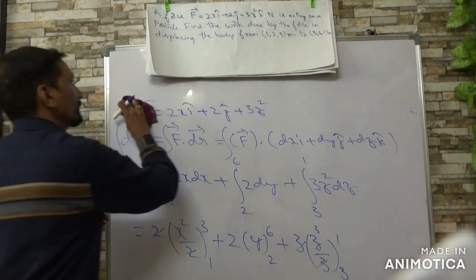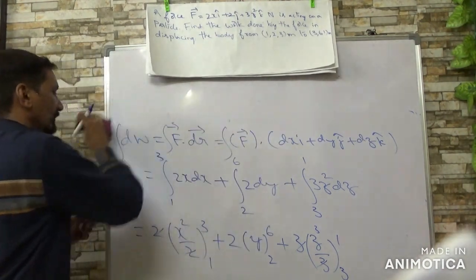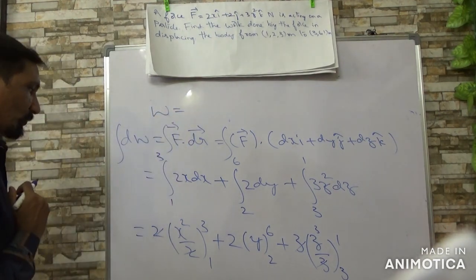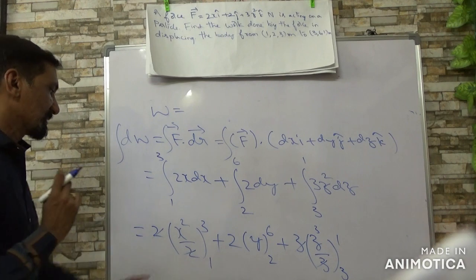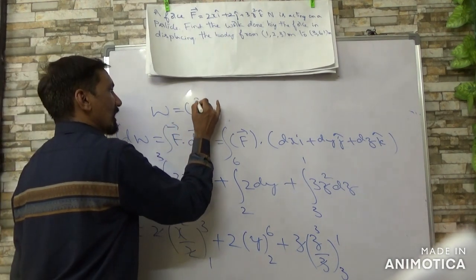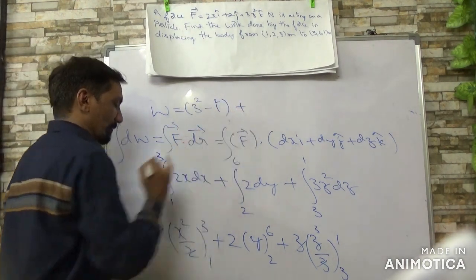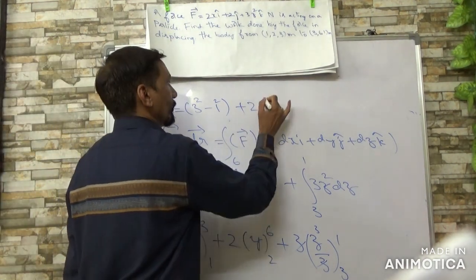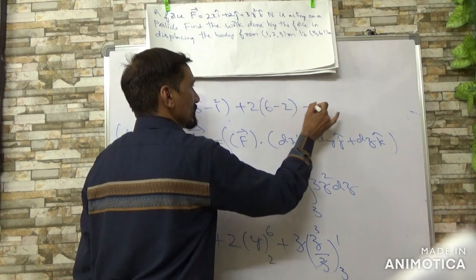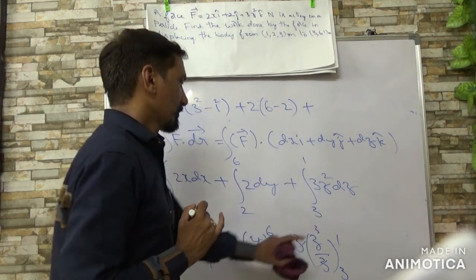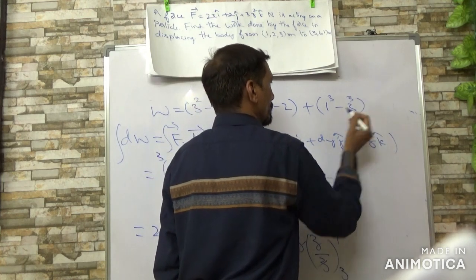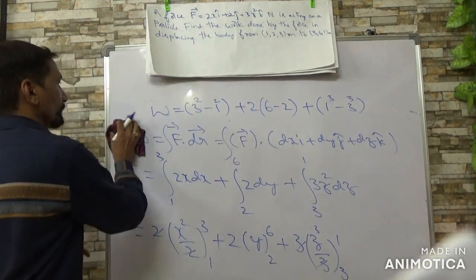So we can find the work done. Integral dW is W. So W is equal to 3 square minus 1 square, you know, always upper limit minus lower limit, plus 2 of upper minus lower, so 6 minus 2, plus z cube, so 1 cube minus 3 cube.